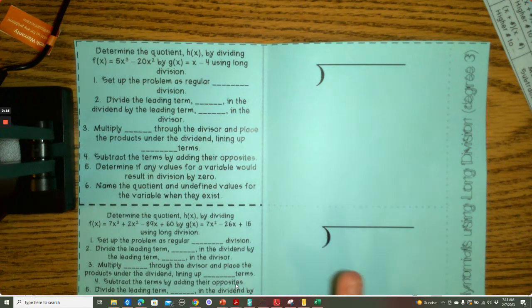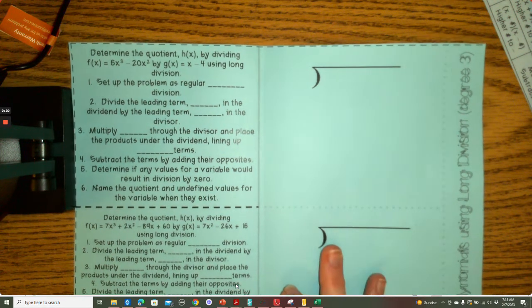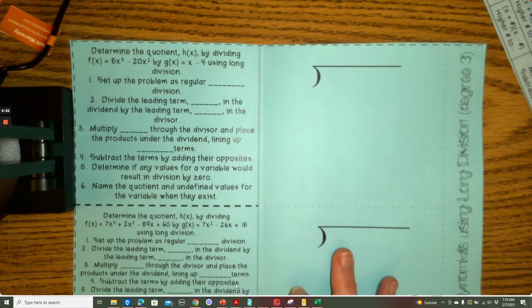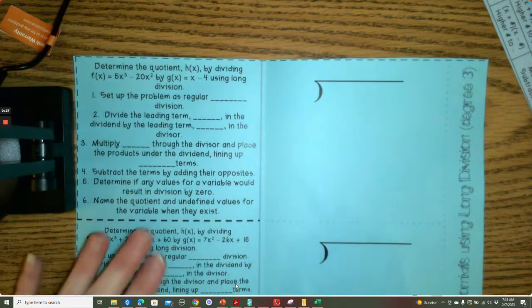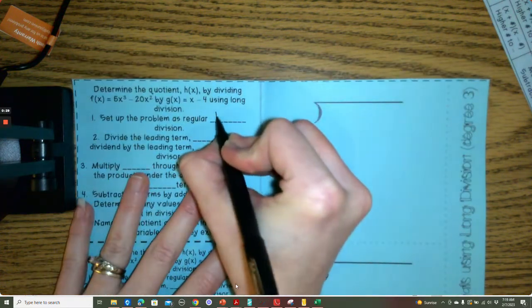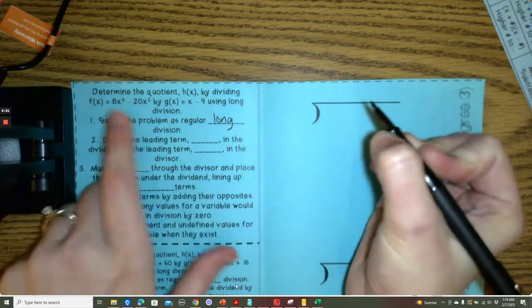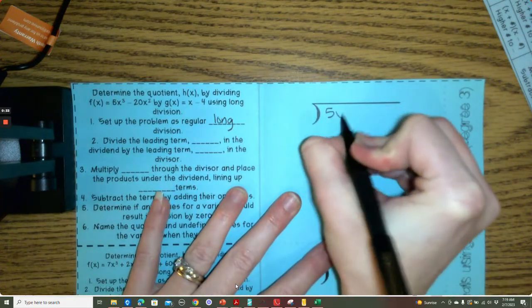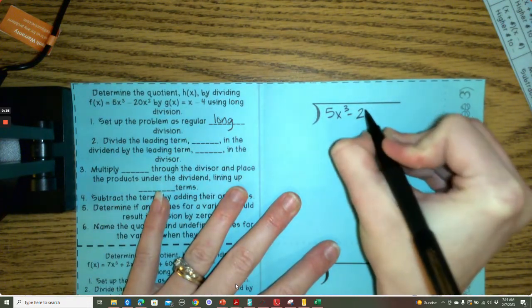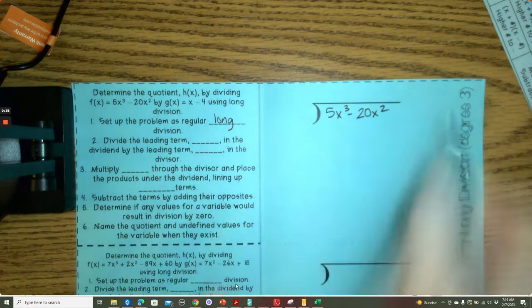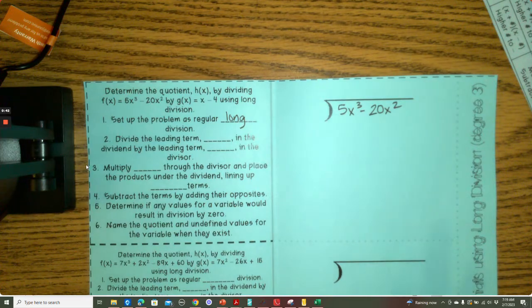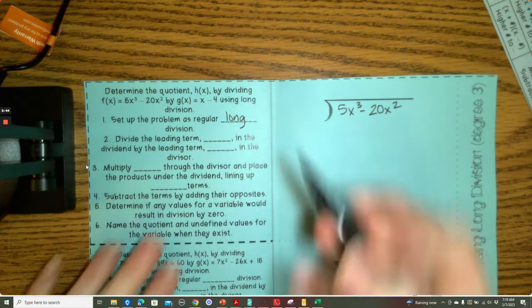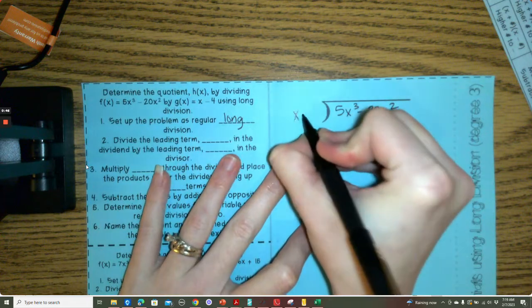So determine the quotient h of x by dividing f of x equals 5x cubed minus 20x squared by g of x equals x minus 4 using long division. So we're going to set up the problem as regular long division. So what you're dividing goes underneath the division bracket. And then what you're dividing by goes on the outside.